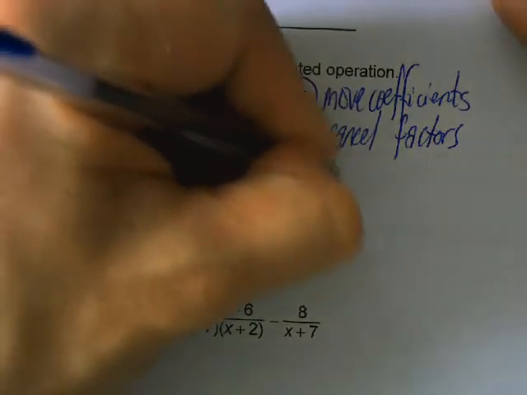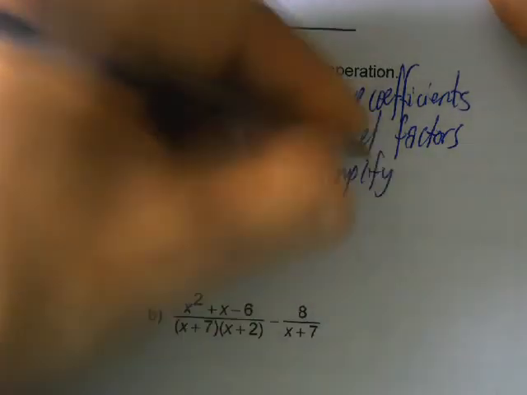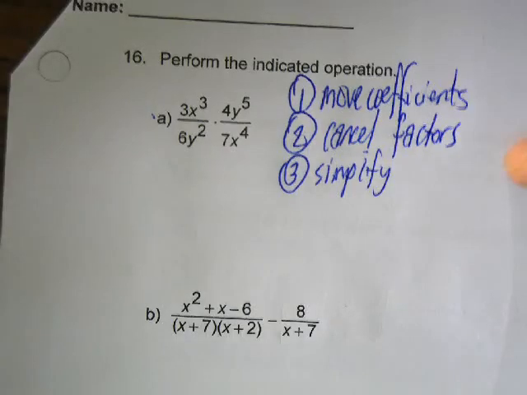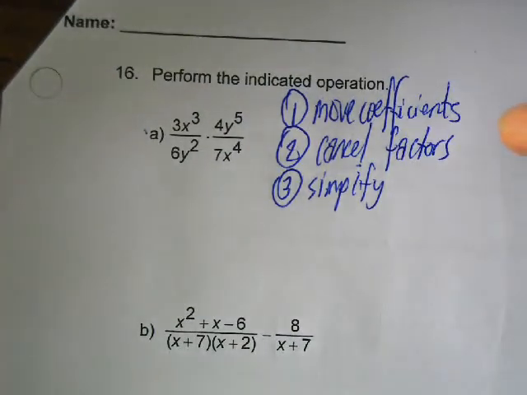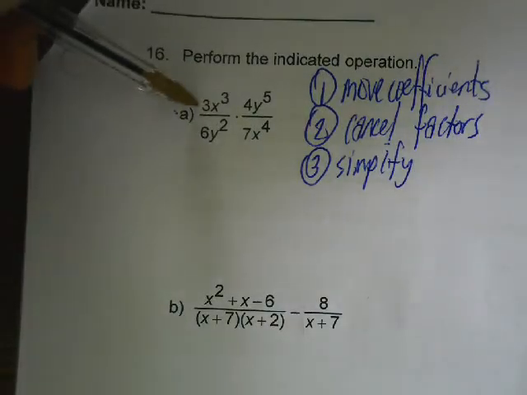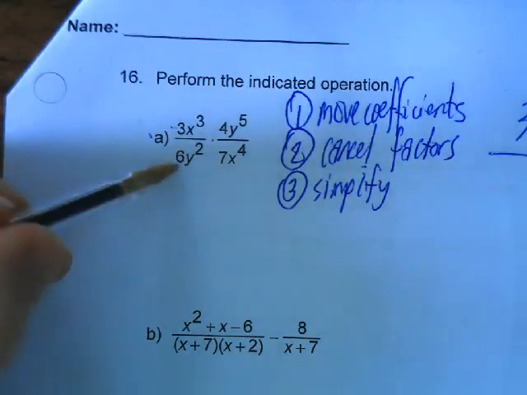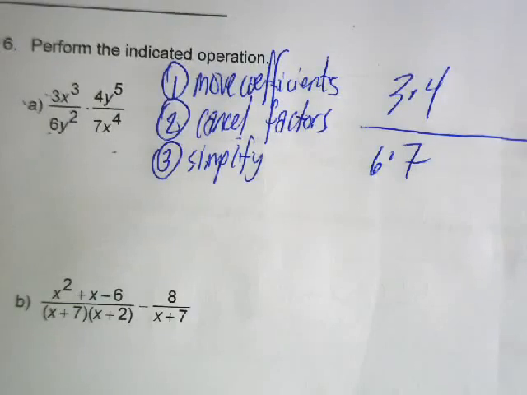And then this is all just so we can simplify. You're not going to solve for x and y here. You're just trying to reduce the amount of stuff that's in the problem. You're going to simplify. So a quick 3-step process here. Move all of your coefficients to the front. So you're going to have 3 and 4 on the top, and you'll have 6 and 7 on the bottom. Those are all of your coefficients.